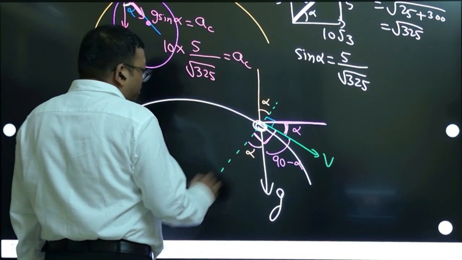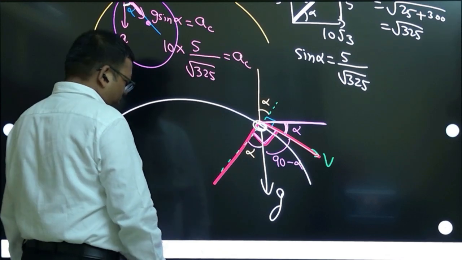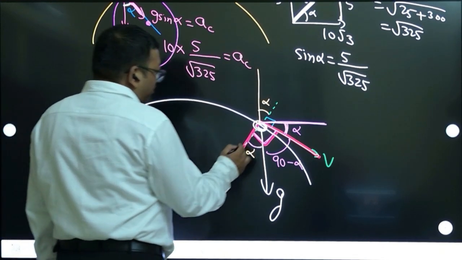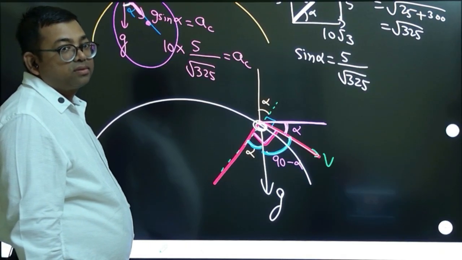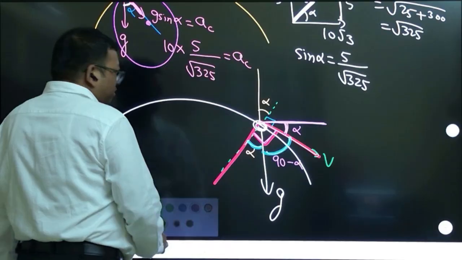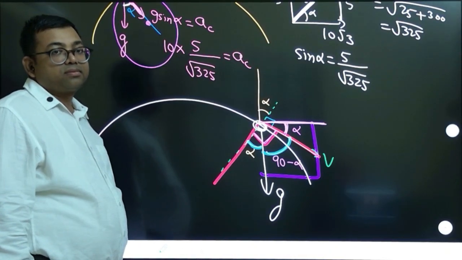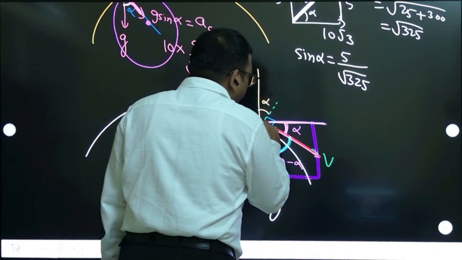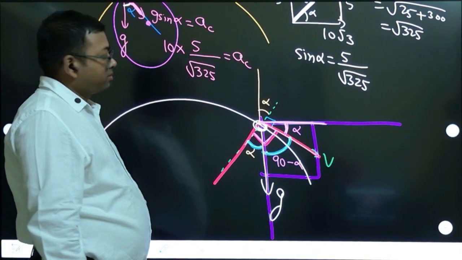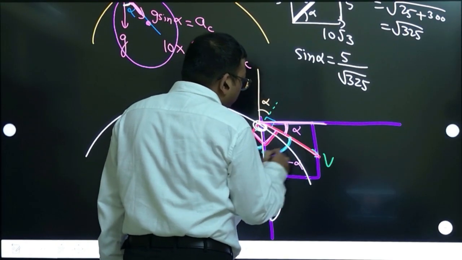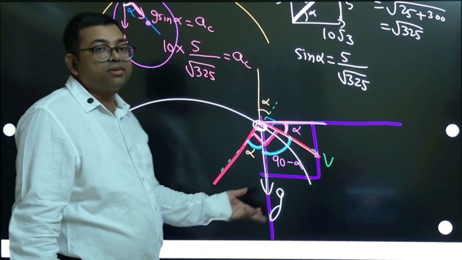See, first tell me, this is the radius and this is the tangent. This total angle will be 90 degrees or not? And if this is alpha, this will be 90 minus alpha or not? Then what will be this total angle? Total angle means between this horizontal and this vertical, 90. And this is 90 minus alpha. So what should be this one?